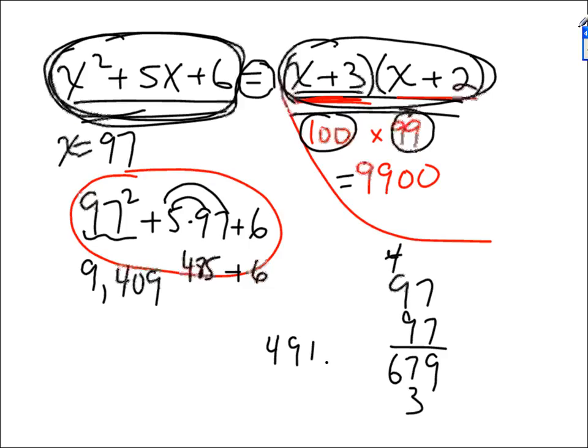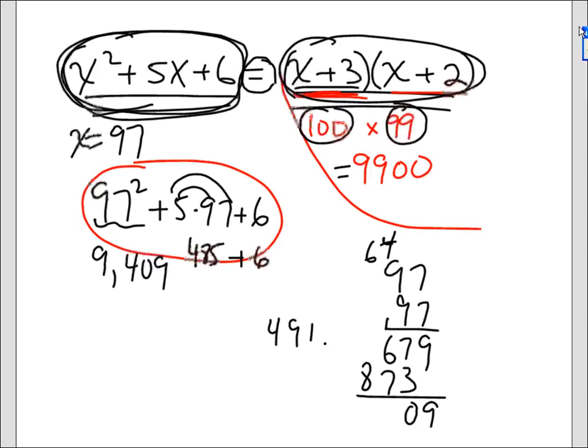67, 63, 87. See how bad I am with math. Wow, I didn't make an error, 9409. Okay, it's a lot easier to do it on the right-hand method.